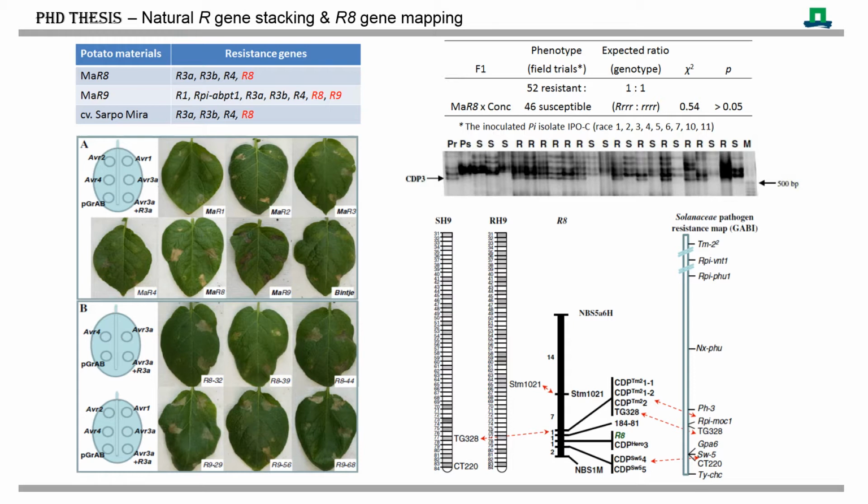In terms of R8 mapping, I'd like to mention two things. One thing is observation of one-to-one segregation of resistance and susceptibility, which indicates the R gene referred to as R8 is present in simplex in the tetraploid MAR8 clone.